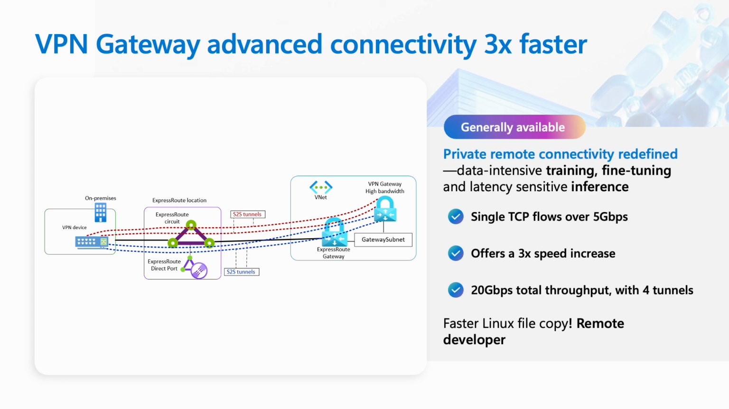Additionally, for our VPN customers, we have increased the bandwidth on the VPN by 3x. So now a VPN gateway can do up to 20 gig in total, with a 5 gig per flow capacity. This is, again, to meet the performance and scale needs of VPN customers.